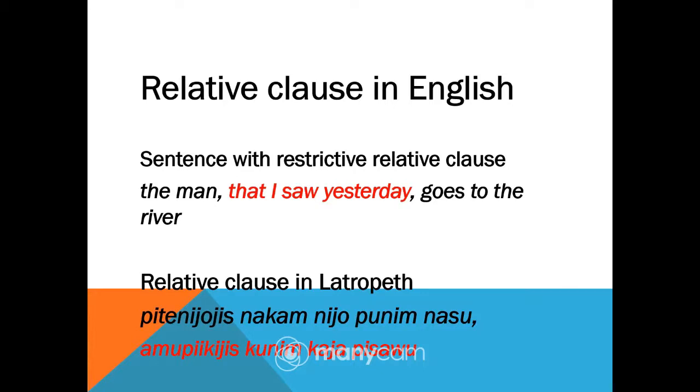Okay, now let's have a look at a relative clause in English, and then below that the same equivalent relative clause being used in Latropeth. So let's begin with the English. The man that I saw yesterday goes to the river.